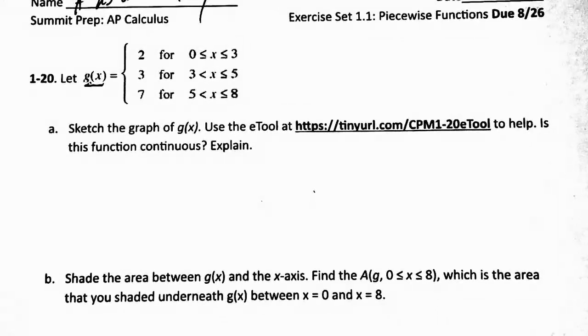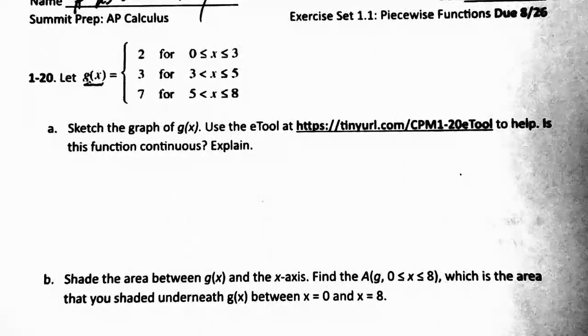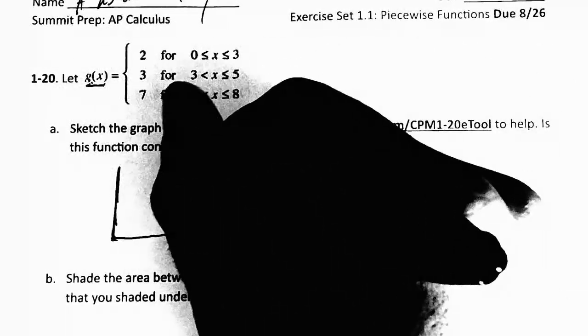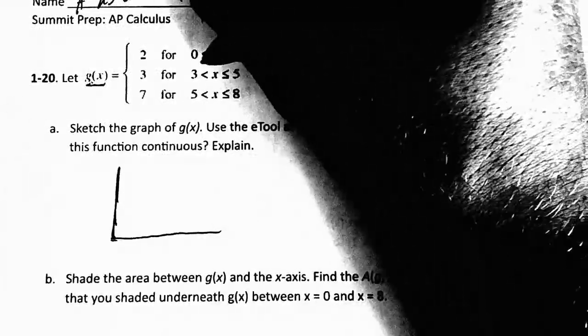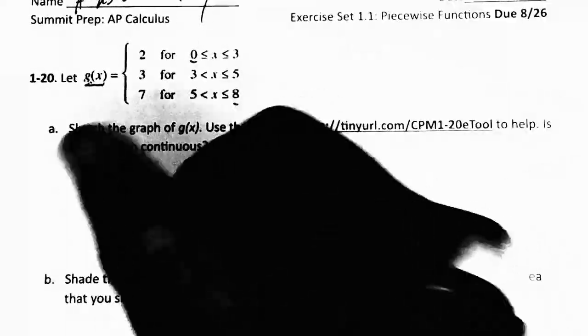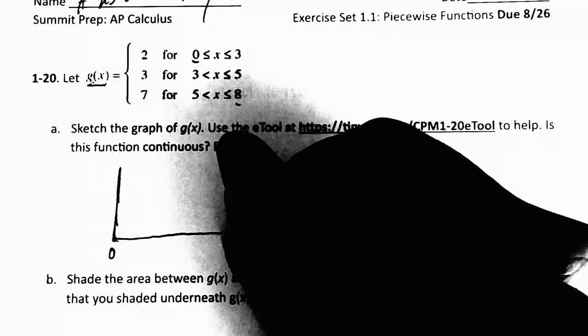And the first question is to sketch a graph. In sketching a graph, you can use the 10 URL, which will help you out. If you didn't do that, I'm gonna go ahead and sketch it on here. If I look at my x values, I only need from 0 to 8. So I'm just gonna mark them here. We have 0 over here, we've got 8 over here.